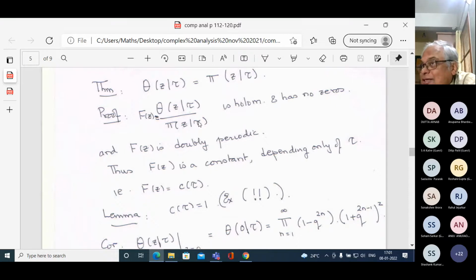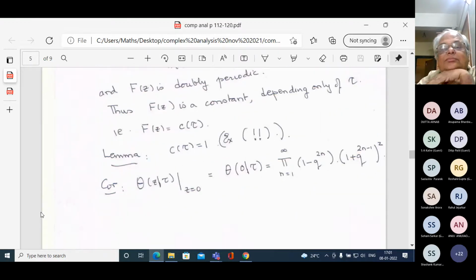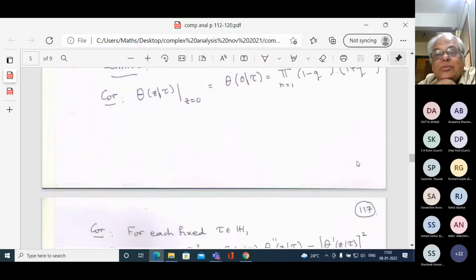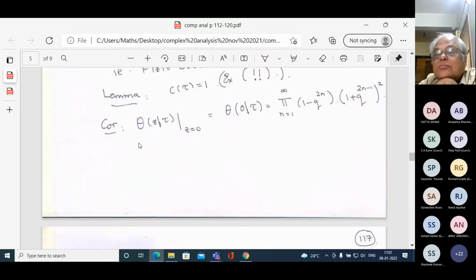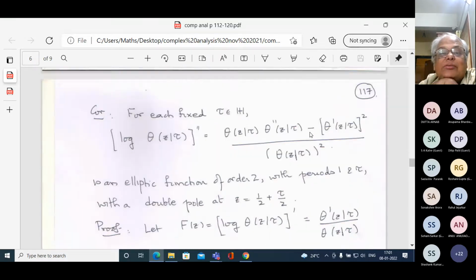Okay, so this says that the theta function, which I've defined to be a sum, actually has a triple product expression. Theta functions have triple product expressions. Okay. Now, so theta of z tau when z equal to 0 is, you just put z equal to 0, that is the term that you get. Okay. And so I have this expression for theta 0 tau is that product.